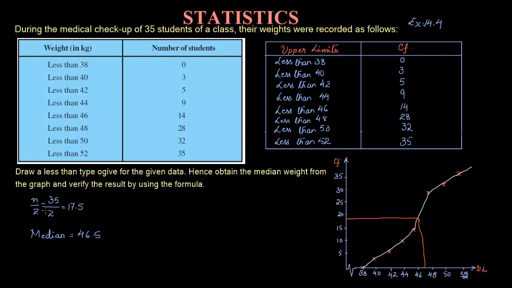You need to find n by 2, whatever value you get, search that value on the cumulative frequency axis, and then you just have to draw a line joining the graph and draw a perpendicular line which meets the x-axis. The point where the line meets the x-axis will be the median value.